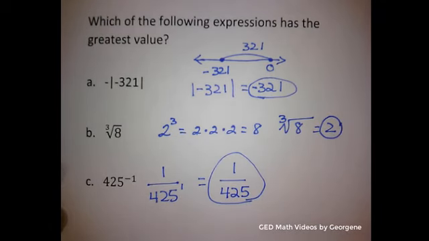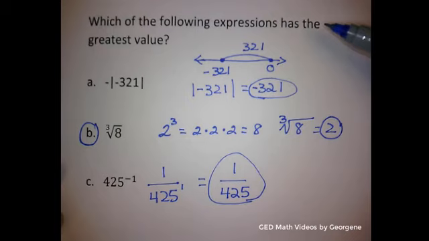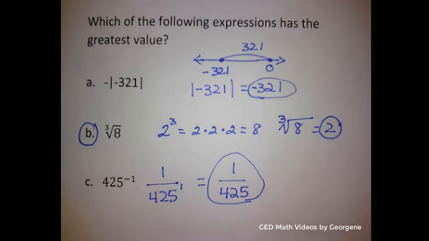So very quickly, I think we can determine that letter B is going to be the expression with the greatest value. So we go back. Did we answer our question? It says which of the following, so we're only looking for one answer. It's going to be letter B, and that makes sense. And we did all this math without the use of a calculator. This could very well be something that is found on the first part of the GED math test.